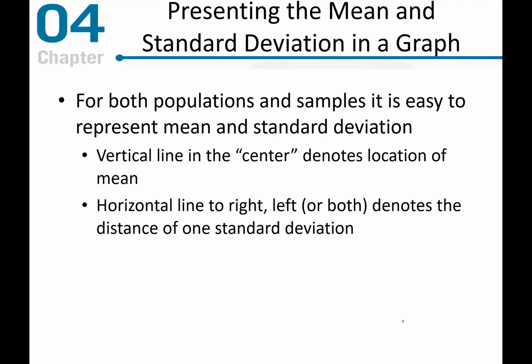For both populations and for samples, it's easy to represent the mean and the standard deviation. The way we do this is that there's a vertical line drawn in the center, which denotes the mean, either the sample mean or the population mean. And then we're going to have horizontal lines to the left or to the right, and that's going to tell us the distance of one standard deviation.